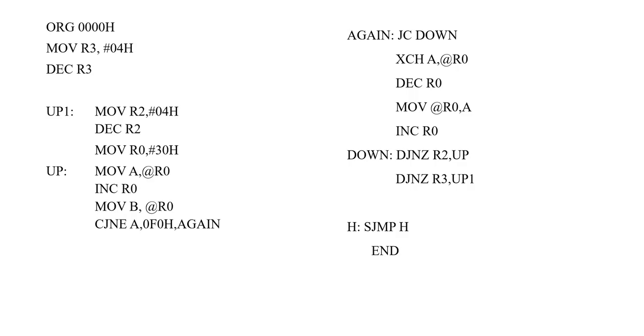Now next is MOV R3, #04H. This instruction moves the immediate value 04 into the register R3, and that is nothing but our array size. Next is DEC R3. It decrements the value of register R3 by 1. So now R3 will be 3.